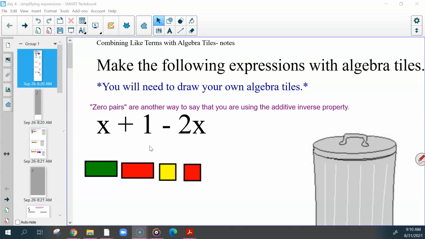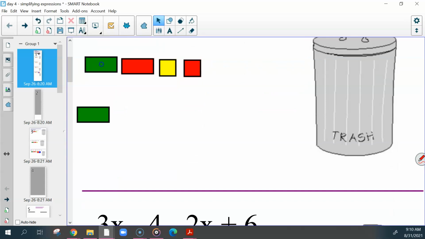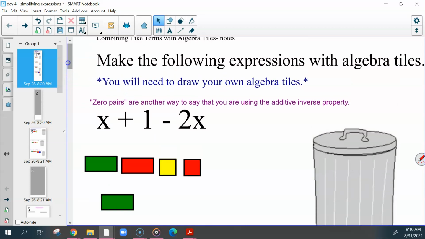So as we are doing this, I want you to try to make this with your tiles first, and then we'll do it kind of algebraically. I have tiles that can move, so mine will be similar to yours, but a little different. But for you guys, when we don't need it, you can move it off to the side. I don't have that luxury. Mine goes in the trash.